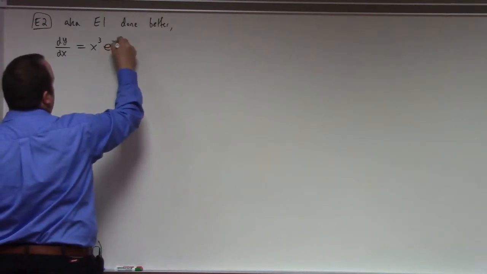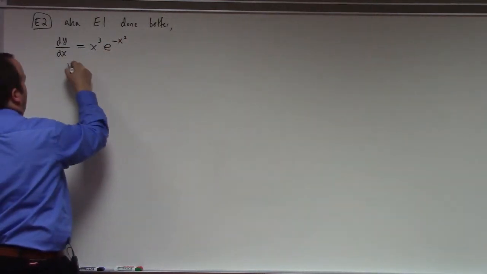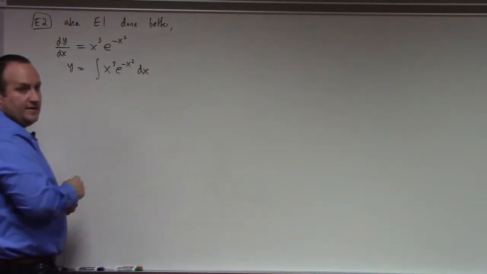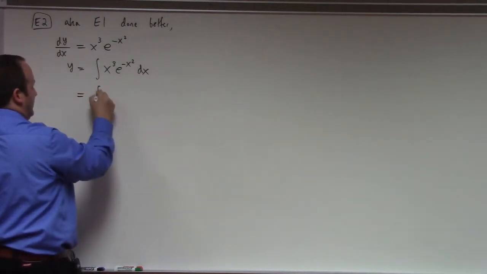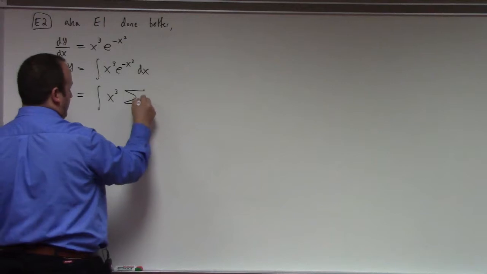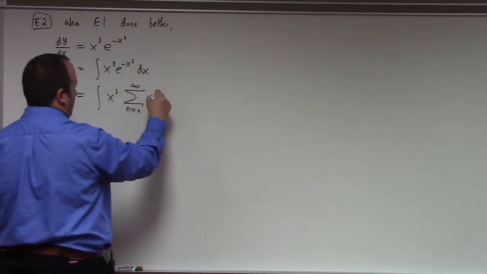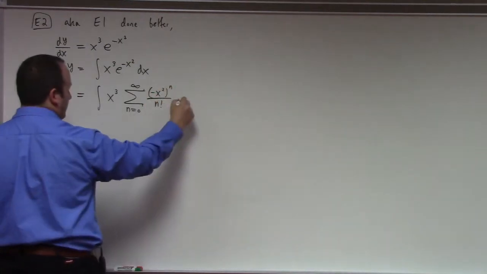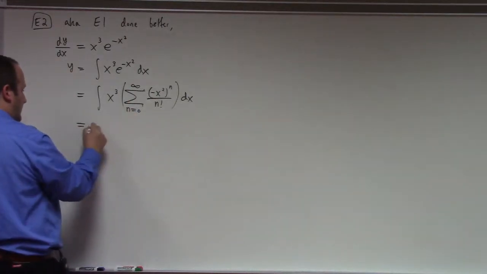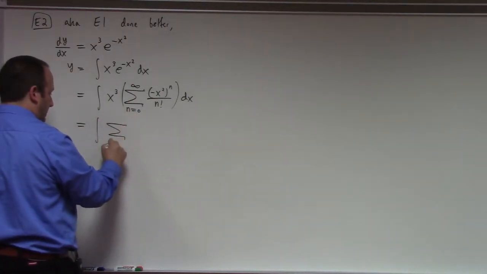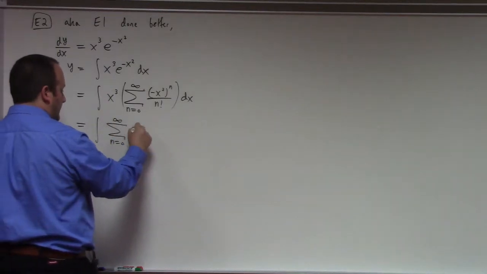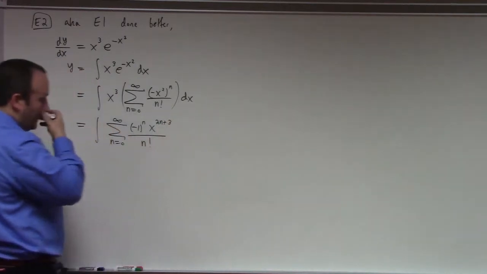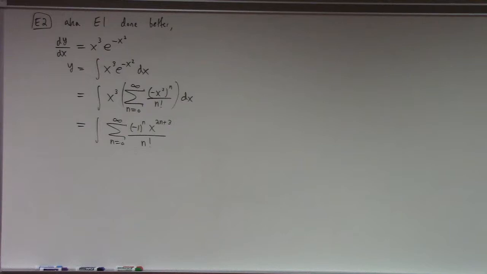Not entirely. So this gives us, of course, that y is the integral of x cubed e to the minus x squared dx. And so what you do is just convert that. That's the integral of x cubed times the sum, n equals 0 to infinity, of minus x squared to the n over n factorial dx. We can clean that up. That's the sum, n equals 0 to infinity, of minus 1 to the n, x to the 2n plus 3 over n factorial, dx.